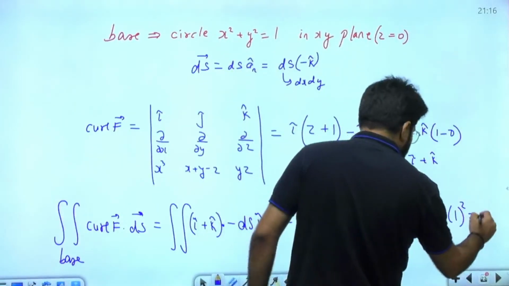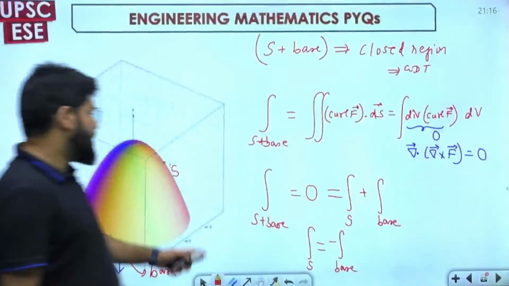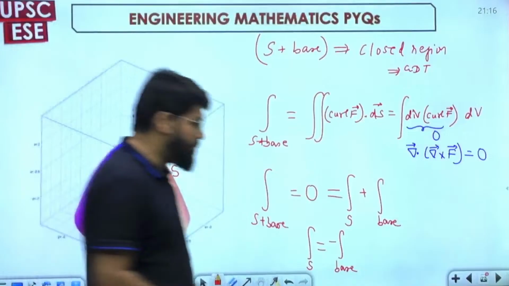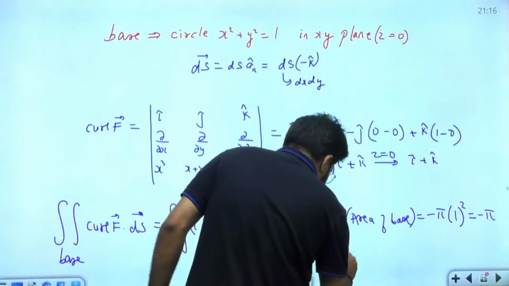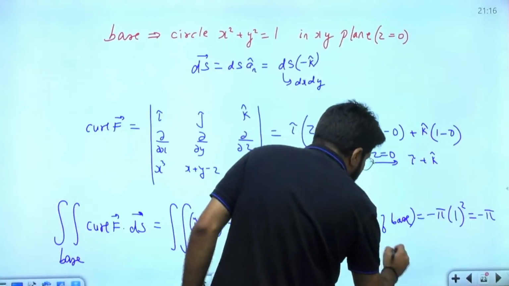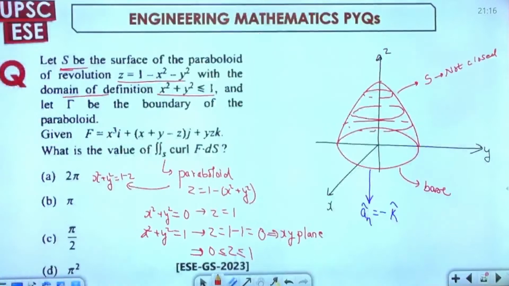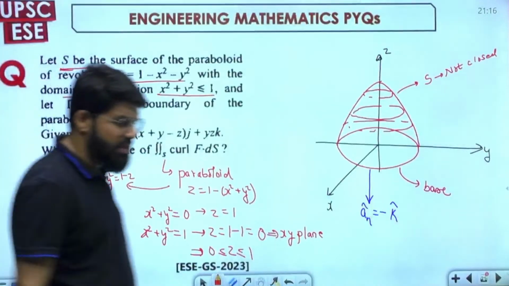So minus pi. Okay, so my answer, as I told you, the integral along the surface S of the paraboloid is negative of the integral along the base, and that becomes plus of pi. Then the answer to the question is plus of pi.